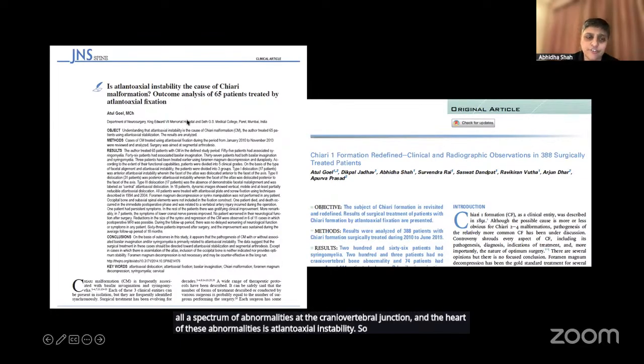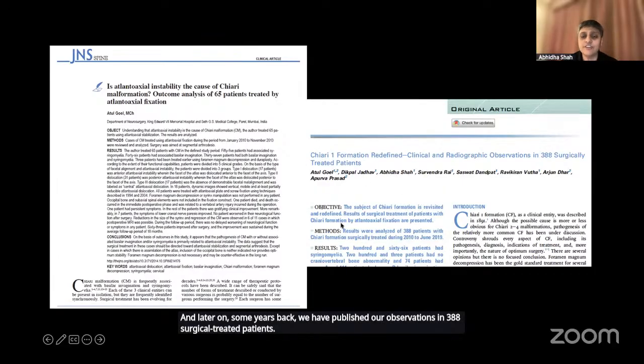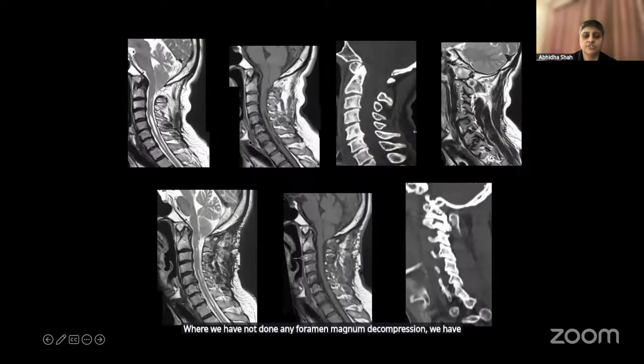So this was our first paper in the subject. Is atlantoaxial instability the cause of Chiari malformation? This was our first series, and later on, some years back, we published our observations in 388 surgically treated patients, where we have not done any foramen magnum decompression. We have just done a C1, C2 fixation.